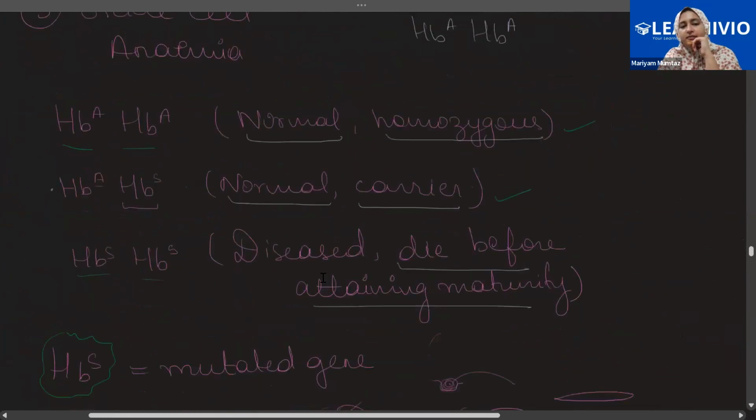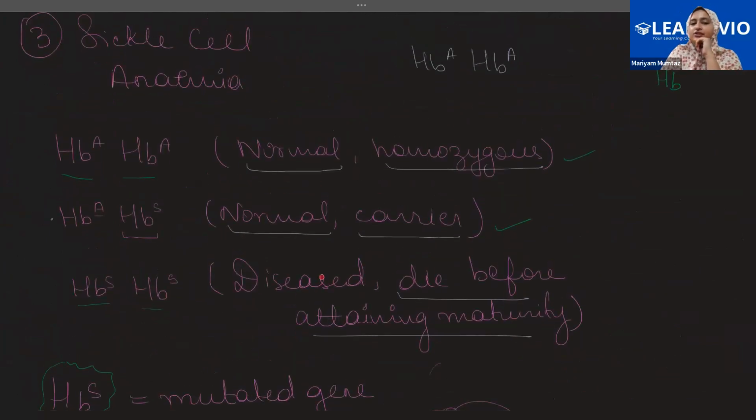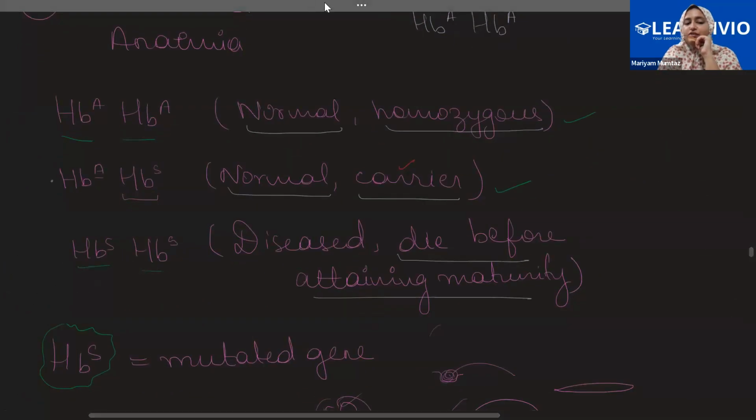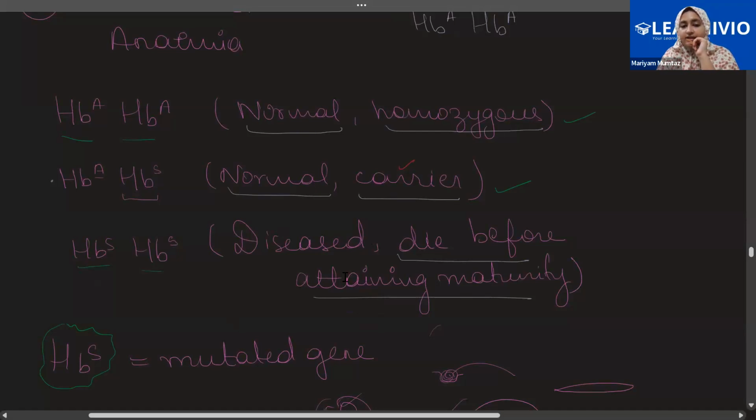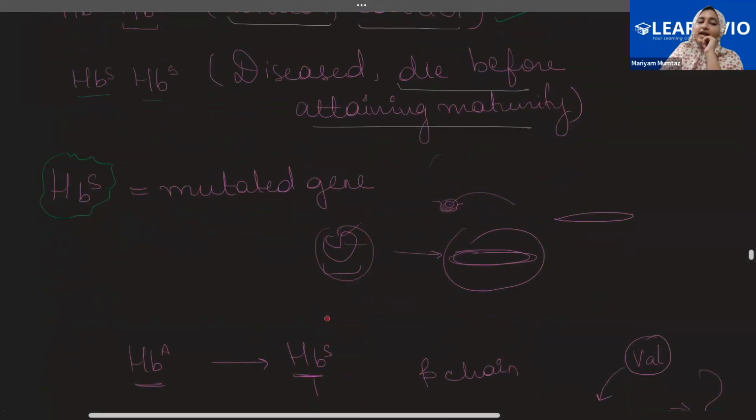Now, see, sickle cell anemia is represented by the gene S. For all those human beings that have HbA and HbA, those are normal homozygous humans. The ones that have HbA and HbS are normal, they do not have the disease, but they are the carriers of this particular disease. And then HbS HbS, these are the ones that have the disease. These people that have sickle cell anemia die before attaining proper maturity in their lives. Now, this HbS is the mutated gene.